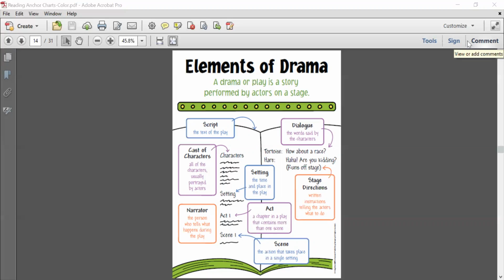Now, you won't have the script in front of you, so you're going to have to infer, or make an inference, what some of the elements of drama might be in that play. Okay, so let's get started with this anchor chart just as a review. I'm going to be bouncing back and forth between this page and Gigi and the Wishing Ring. That way you can see these elements on an actual play.